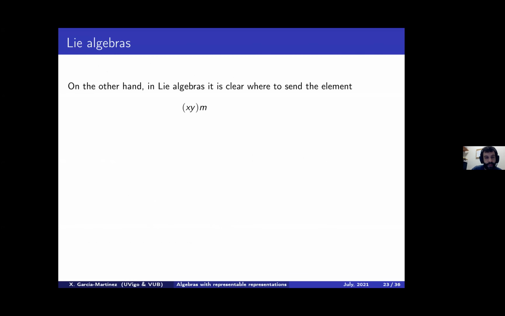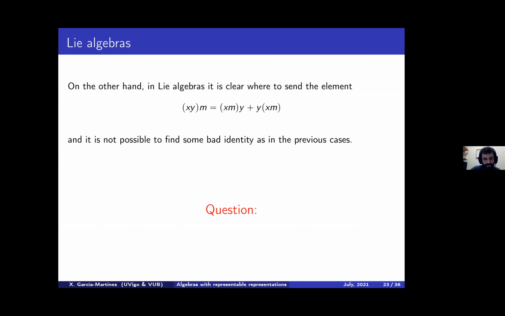On the other hand, Lie algebras are quite amazing. In Lie algebras, we know where to send this element over here. Of course, we apply the Jacobi identity and we send it here. There is no bad relation like we had in associative algebras, because of the way that the Jacobi identity and the anti-symmetry act, everything is perfectly determined. So we ask ourselves this question. Lie algebras seem so special over here.